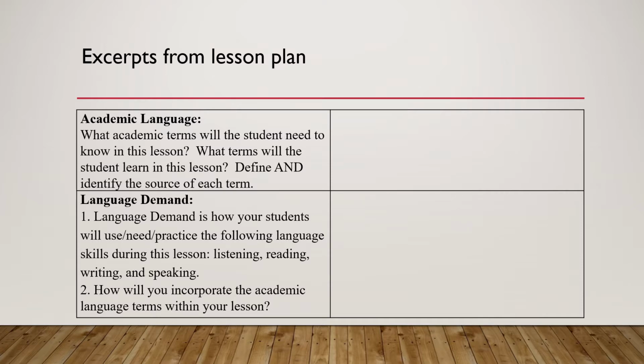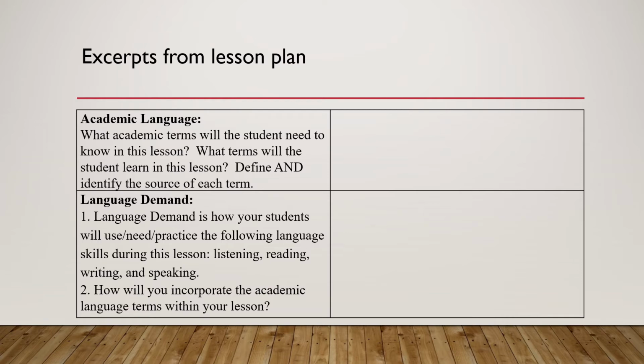First, the academic language. What are the terms they're going to need to know? You're going to need to define them and identify the source for each. And they have to be in kid-friendly language. It doesn't do you any good to use dictionary.com if you're working with preschoolers when the language level is way too high. Here's where you also put, what do they need to already know?